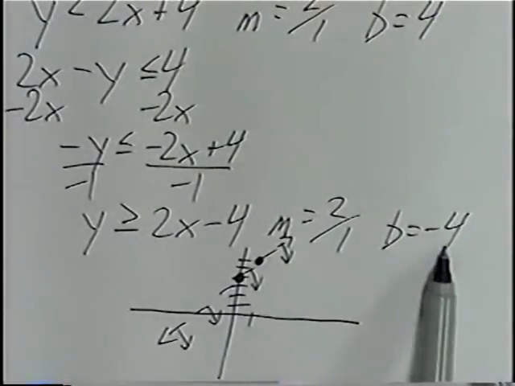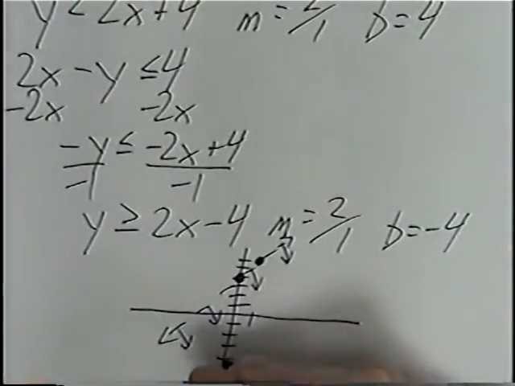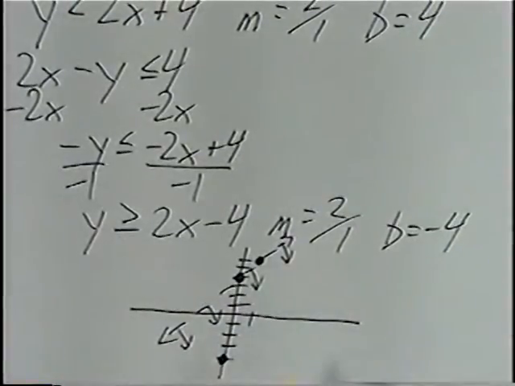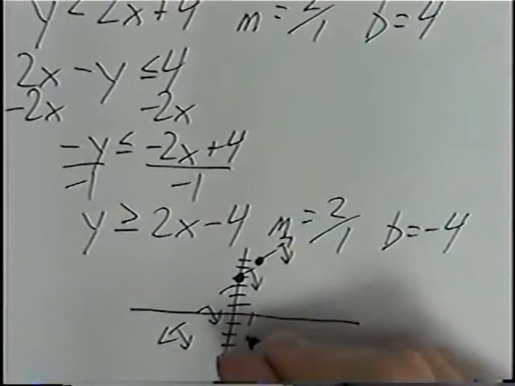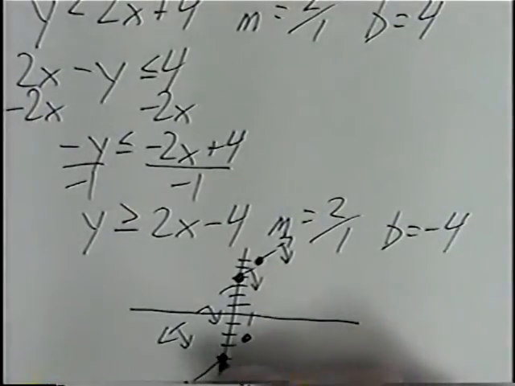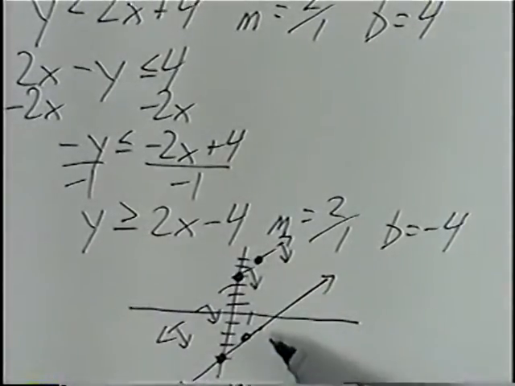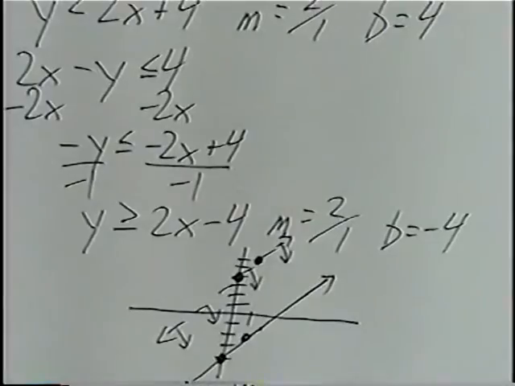Second inequality, b, or the y-intercept, is negative 4. And m, the slope, is 2 over 1. So we'll go up 2 spots and to the right 1 spot. This inequality was originally less than or equal to, which means we'll have a solid line for the graph. These lines are also parallel since they have the same slope.